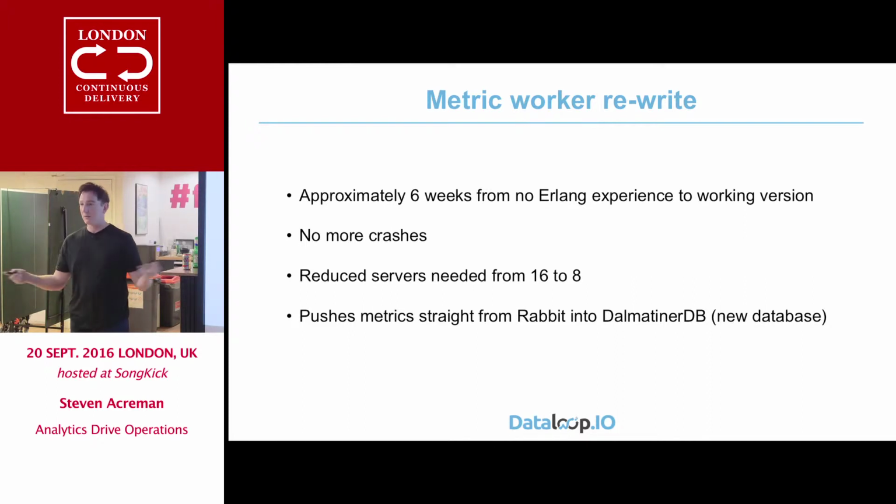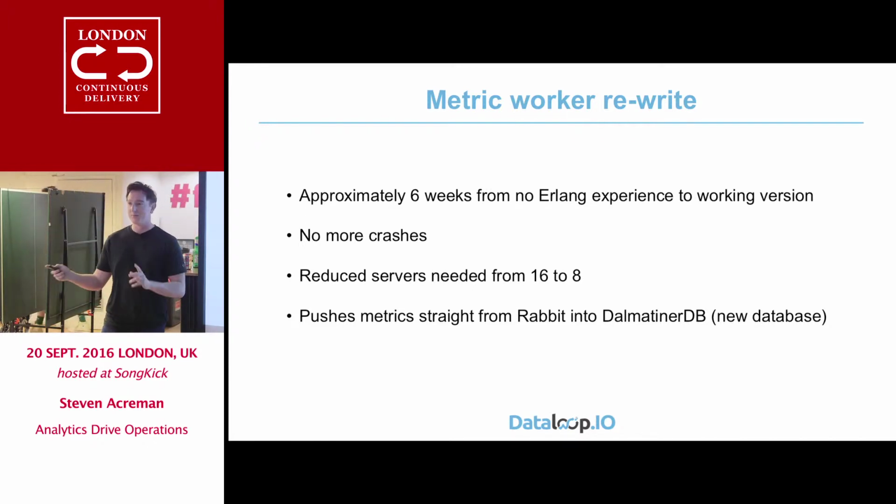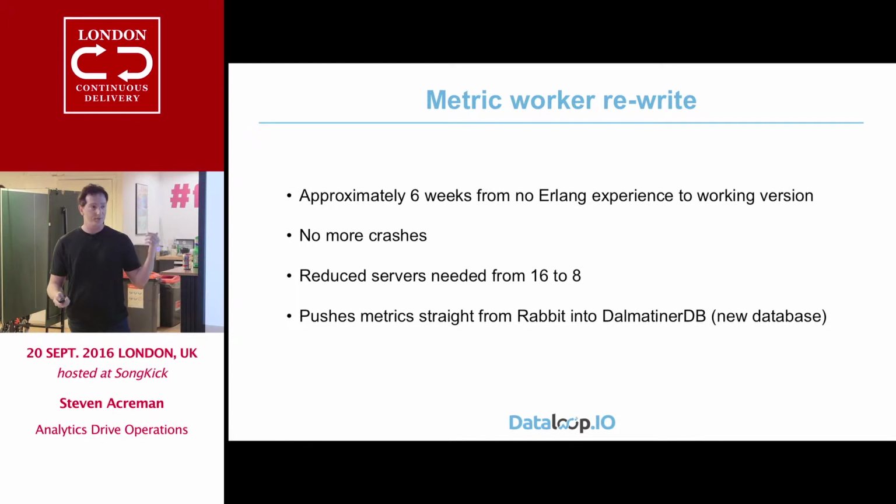We could use all the memory in the box. We could have one single BEAM VM that would suck all the metrics in, manage the metrics efficiently, and then push them straight into the database. We decided at this point we'd get rid of the stable bit, that we would invest in our new database, which is also written in Erlang. We switched over to Dalmatina DB at the same time.